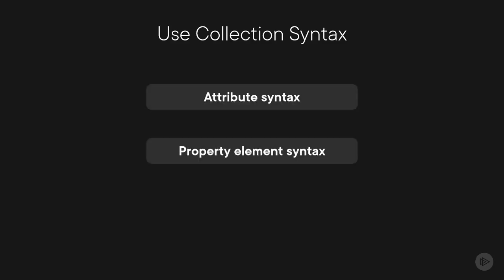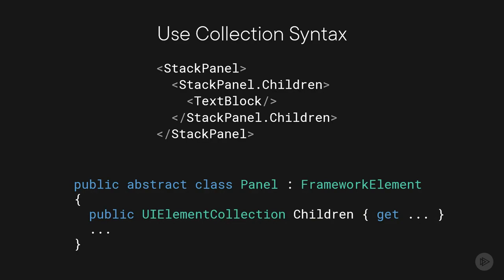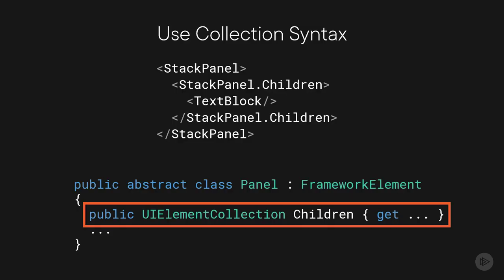You learned in this module how to set properties in XAML with attribute syntax, property element syntax, and content syntax. Now I want to ensure that you know what collection syntax is. Let's take this stack panel here as an example. Inside of the property element stackPanel.children is a text block element. The stack panel inherits the children property from its base class panel. As you can see, the children property is of type UIElementCollection.